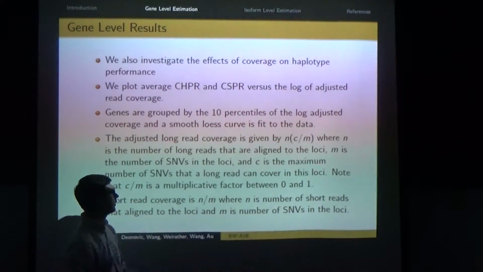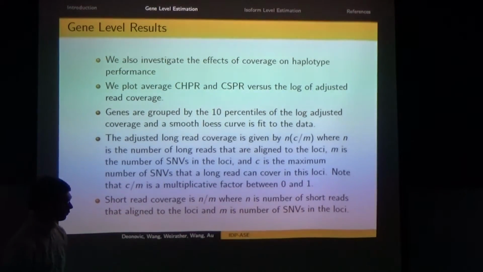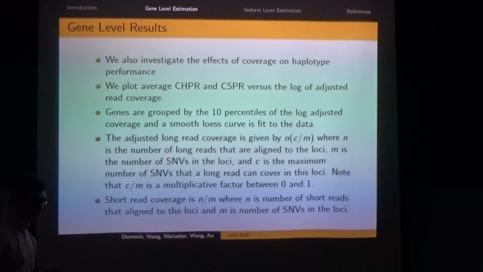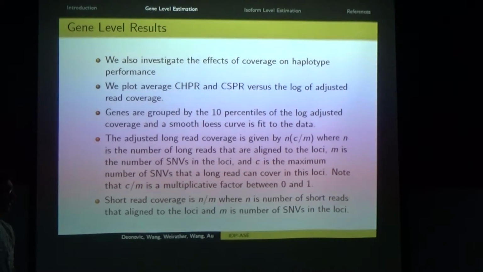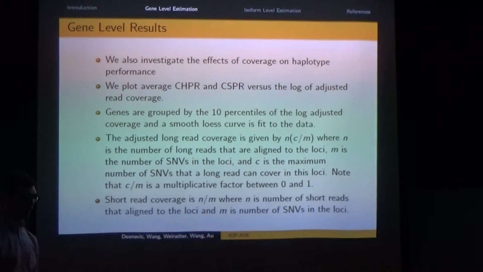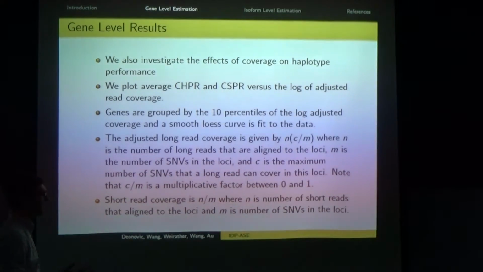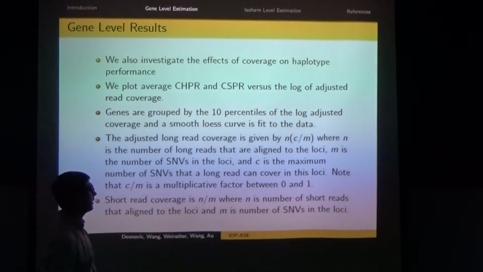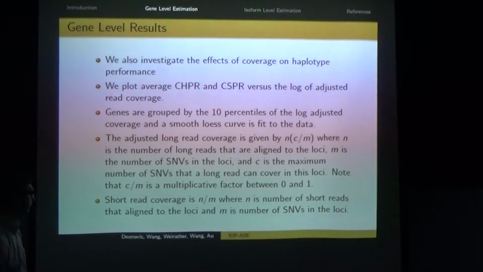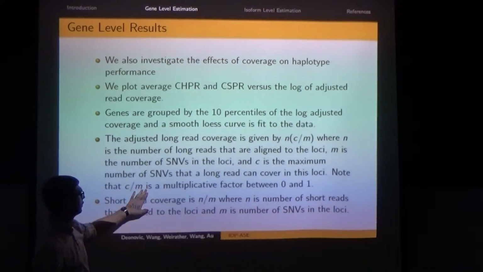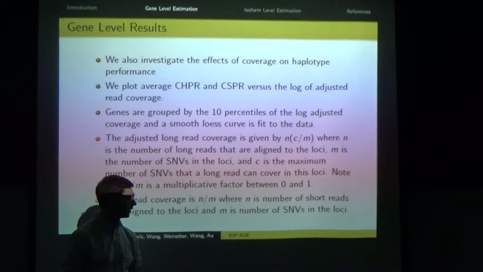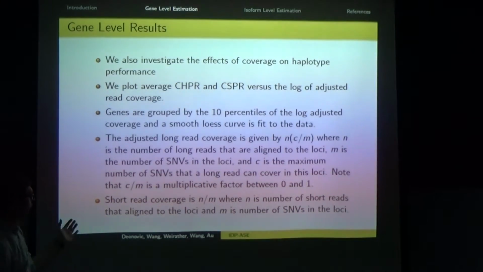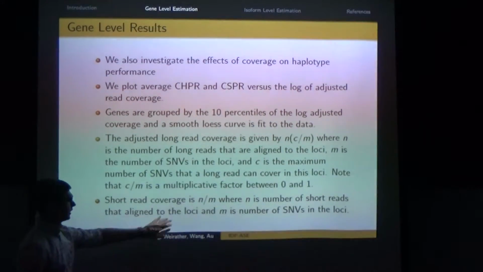M is the number of variants in the loci, so we divide by the number of variants in the loci, because we expect genes that have more variants to be longer, and therefore to have more long reads. So that's kind of a normalizing factor. And C here is the maximum number of variants that a long read can cover in this loci. So note here, C over M is simply a multiplicative factor between 0 and 1. The adjusted short read coverage is similar. It's simply N over M.